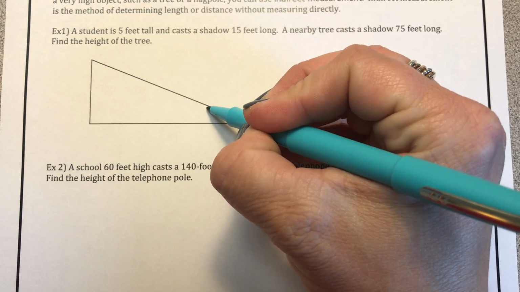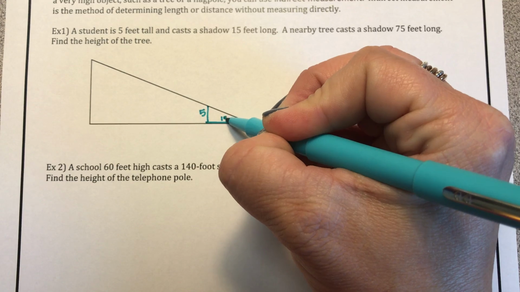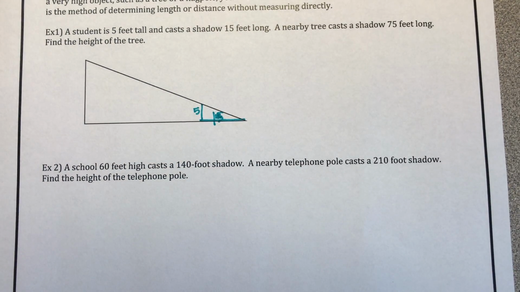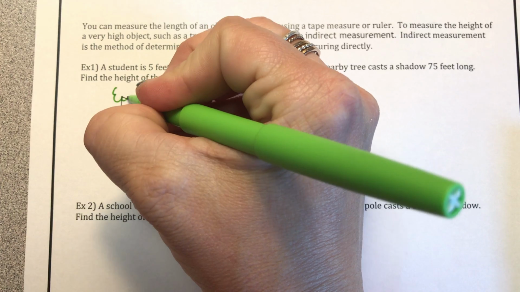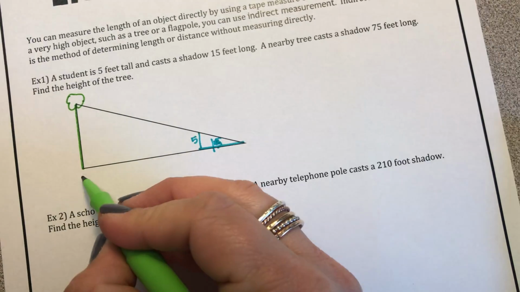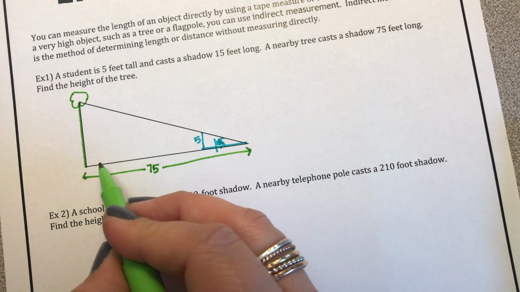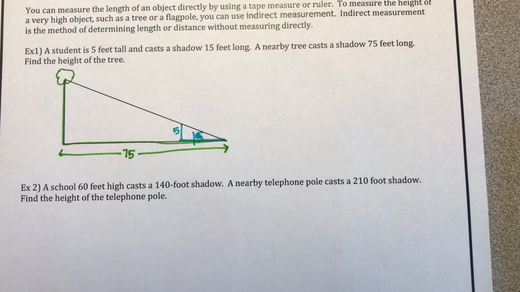It says a student is 5 feet tall and casts a shadow that's 15 feet long. There you go, 15 feet long. A nearby tree casts a shadow 75 feet long. So let's say that this is our tree, and then its shadow is all the way across, 75 feet long.